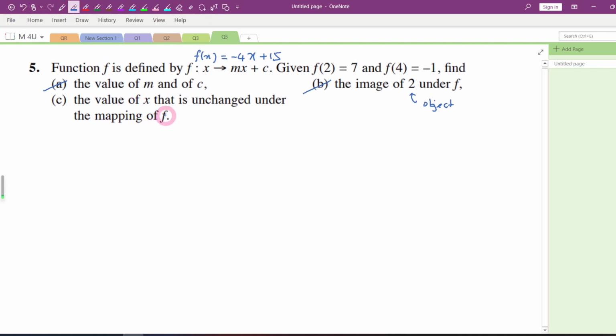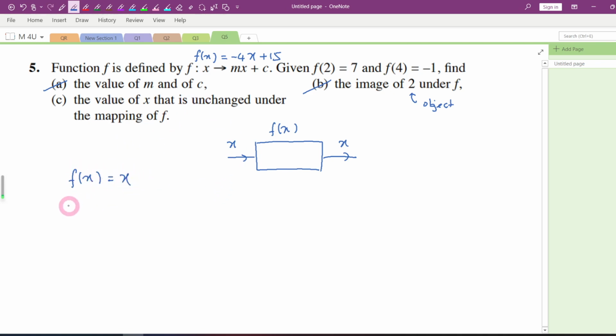The value of x that is unchanged under the mapping of f. What does this mean? It means that now you have a machine here. Imagine the function f is actually a machine. And you put in something which we call x. And the output remains unchanged. You will get back x. This is actually what is meant by this question. It means f of x is equal to x.